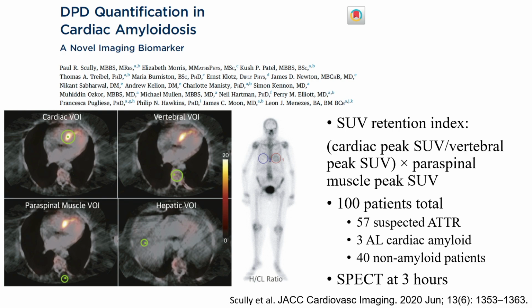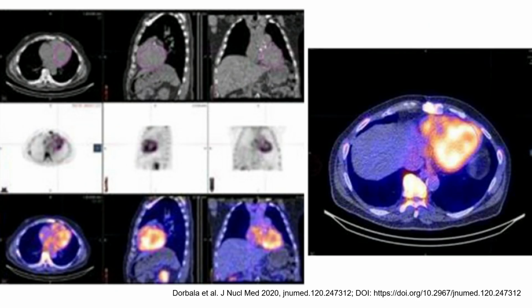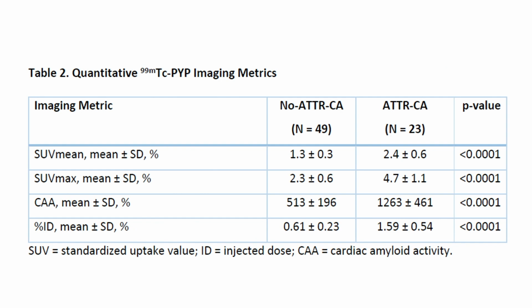This group looked at different uptake ratios where they drew circles over either the myocardium or various reference backgrounds. And what they showed is that the diagnostic accuracy, here showing the AUC curves, for these uptake ratios was really good. Dr. Dorbala's group, who's at the Brigham, decided to draw circles on the CT scan instead of the SPECT imaging. And then they quantified everything inside those circles. And again, showed that the more uptake you had within these circles, the more likely you were to be positive. They went on to show that these quantitative metrics varied significantly by patients with and without ATTR.